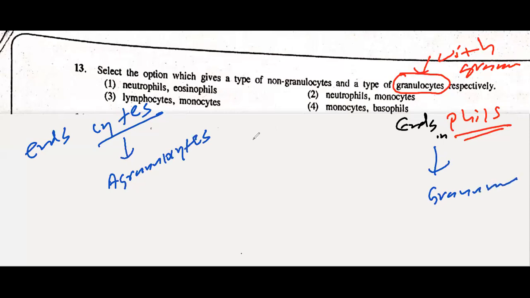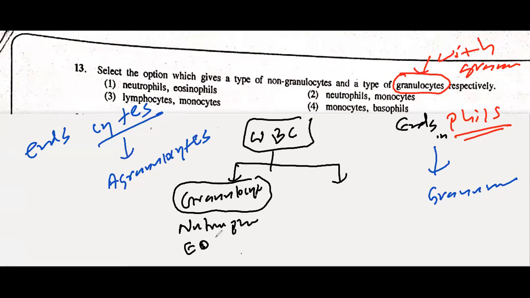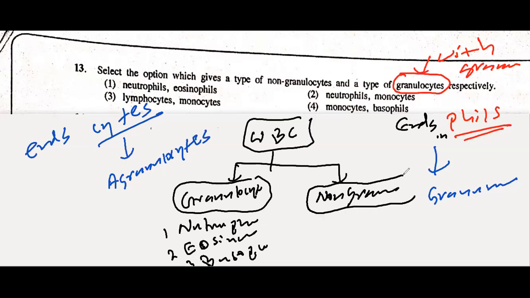If you take WBC, white blood cells, there are 5 types. Out of the 5 types, 3 types will be granulocytes. What are the 3 granulocytes? What are the 3 phils? Neutrophil, eosinophil, and basophil. All 3 end in phil. Then there are 2 non-granulocytes. What are the 2 non-granulocytes? There are 2 cytes, lymphocytes and monocytes.